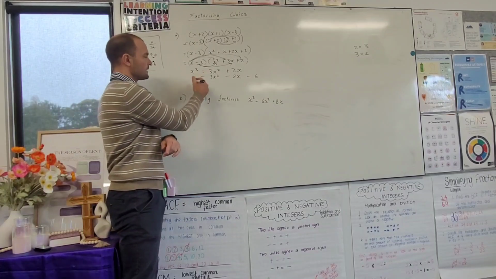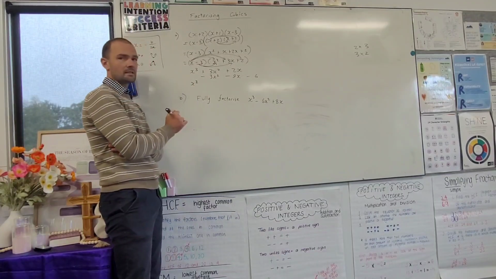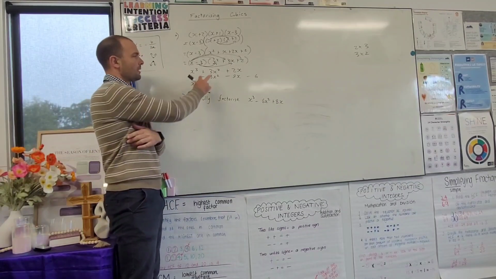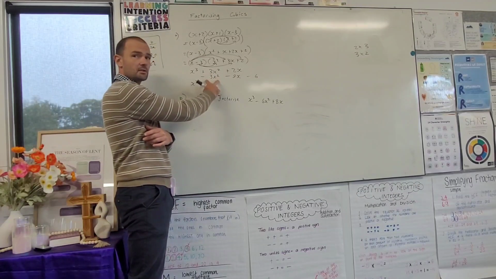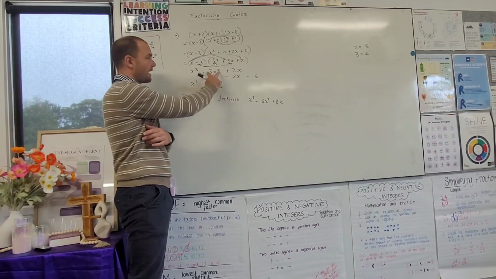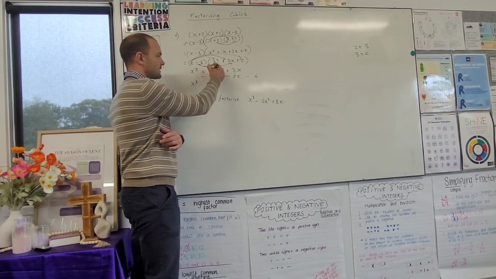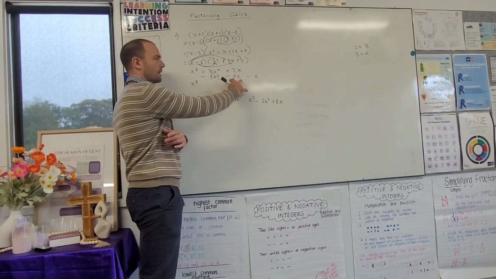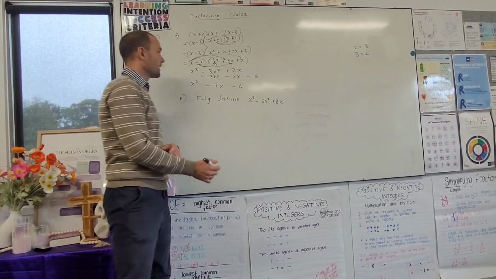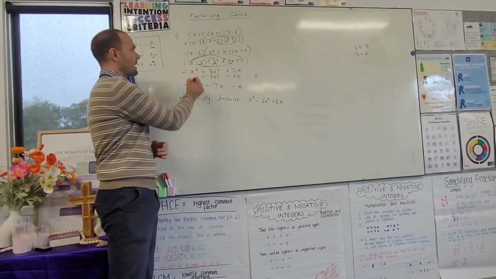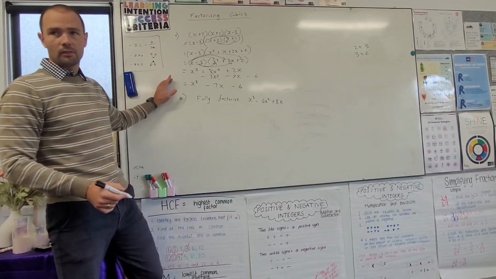X to the 3 is the only x cubed term, it doesn't have any like terms. We have positive 3x squared and negative 3x squared. Those are going to cancel. They will cancel each other out. Okay, so that's disappearing, and then we have 2x, take away 9x, that would be minus 7x, and take away 6. Now what we've done here is we've maintained equality the whole way throughout.